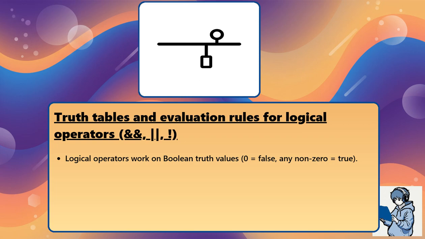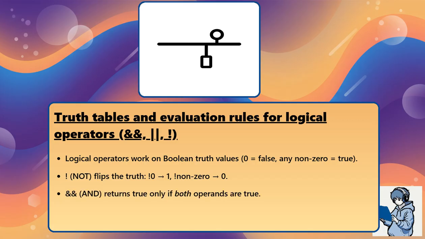Logical operators work on Boolean truth values. 0 equals false, any non-zero equals true. The exclamation mark, not, flips the truth. Not 0 becomes 1, not non-zero becomes 0. Double ampersand, and, returns true only if both operands are true.